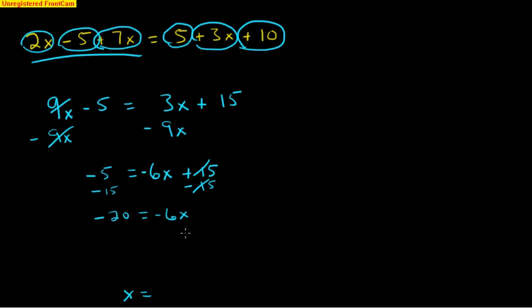So here, we're trying to get x by itself. Multiplying it by negative 6, how do we undo that? Divide by negative 6. So a negative divided by a negative is a positive. So x equals 20 over 6. We want to reduce that. 10/3.